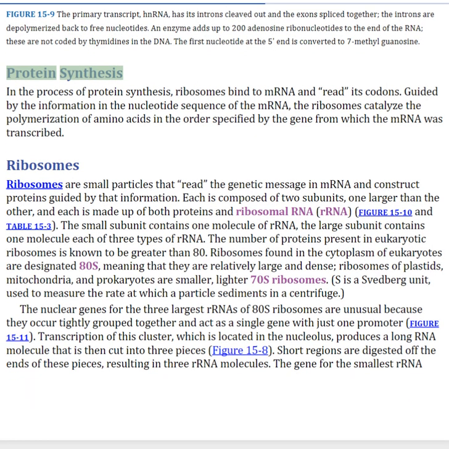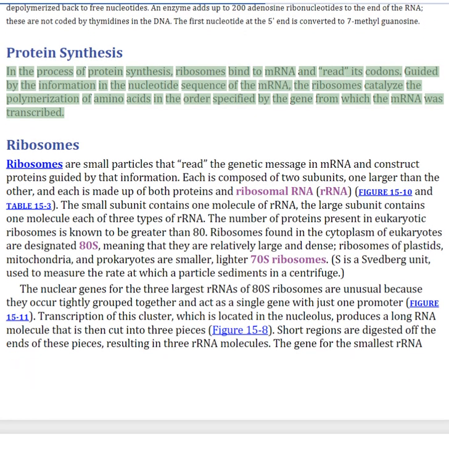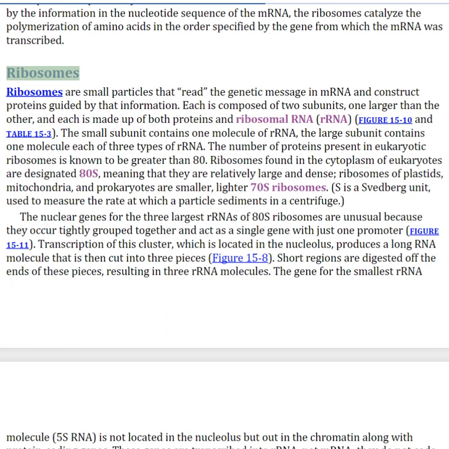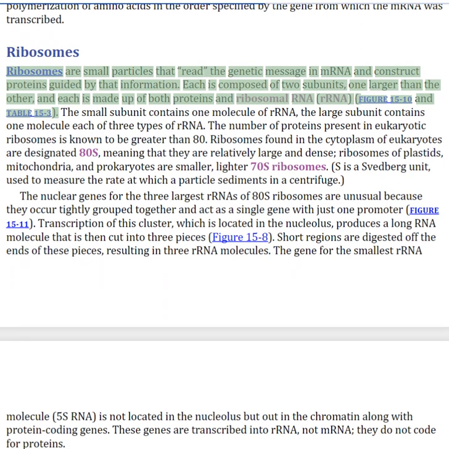Protein synthesis. In the process of protein synthesis, ribosomes bind to mRNA and read its codons. Guided by the information in the nucleotide sequence of the mRNA, the ribosomes catalyze the polymerization of amino acids in the order specified by the gene from which the mRNA was transcribed. Ribosomes are small particles that read the genetic message in mRNA and construct proteins guided by that information.